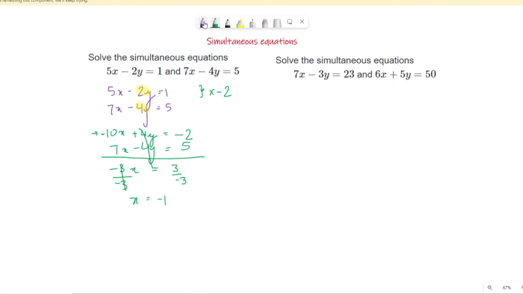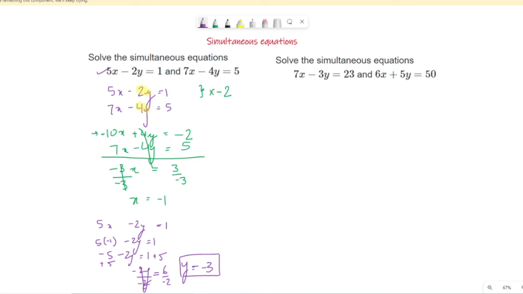Now substitute the value of x in any one equation. Let's take equation 1, this one. So 5 times x minus 2y equals 1. 5 times minus 1 minus 2y equals 1. Negative 5 minus 2y equals 1. Cancel negative 5 by positive 5. So minus 2y equals 6. Divide both sides by negative 2. We got that y is equal to negative 3.